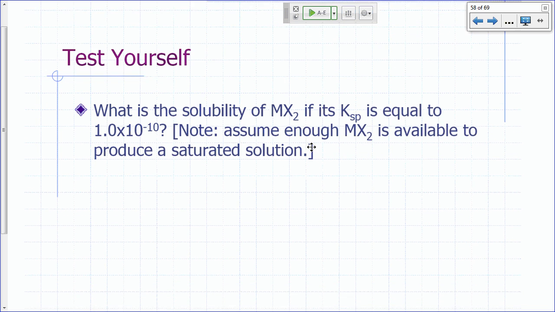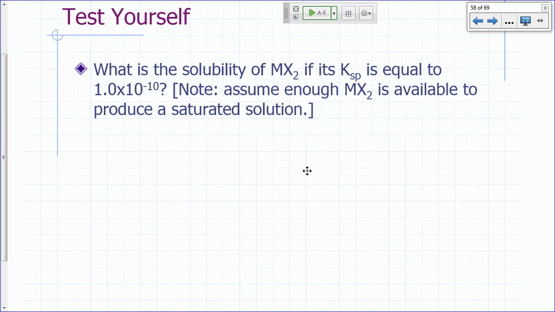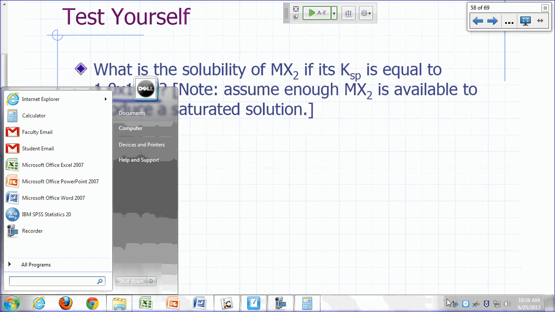All right. What's the solubility of MX2 if its KSP is equal to 1 times 10 to the negative 10? So how would you set up this problem? This might be a good time to take a break, huh? So let's continue that in the next time.